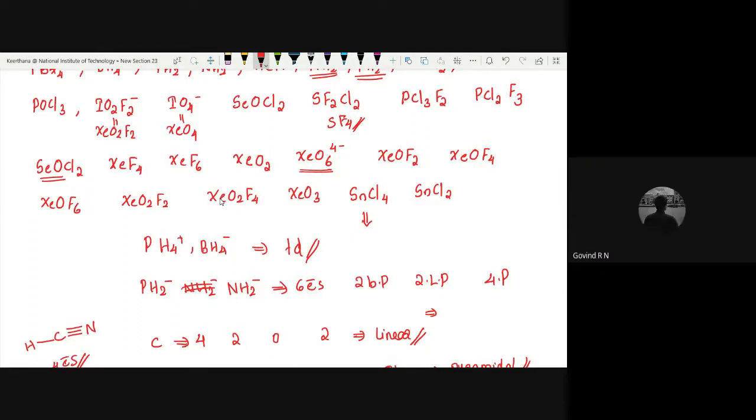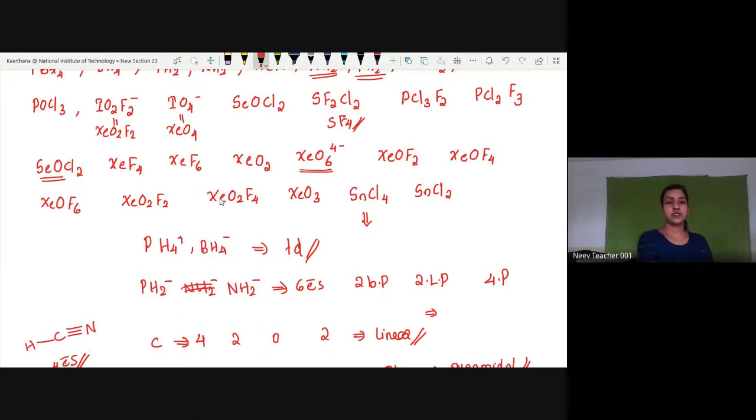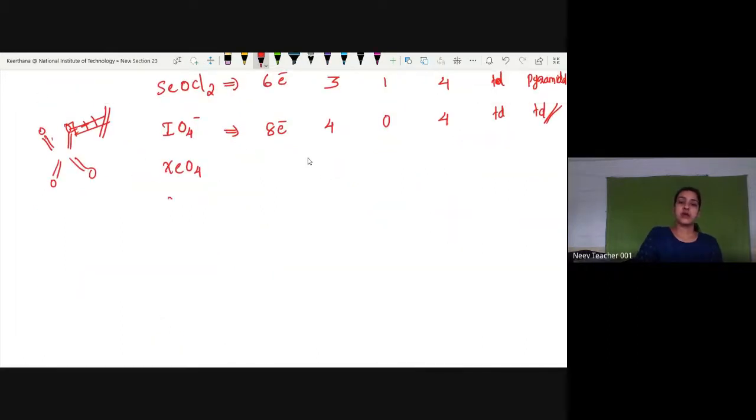Shape is square planar, geometry is octahedral. XeF4, 8 valence electrons. Number of bond pairs, 4. 4 sigma bonds, so 4 electrons will be used. So the rest 4 electrons will be 2 lone pairs. So total electron pair, 4 plus 2, 6. XeF4, I think we already discussed this. 8, 4 bond pairs, 4 electrons will be left, which is 2 lone pairs. So total 6. Geometry is octahedral, and the shape is square planar.